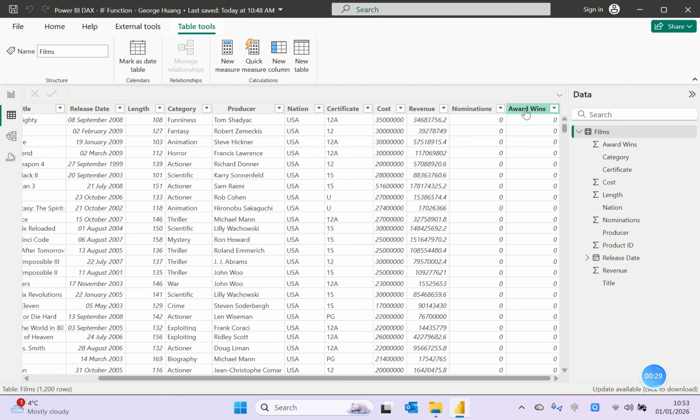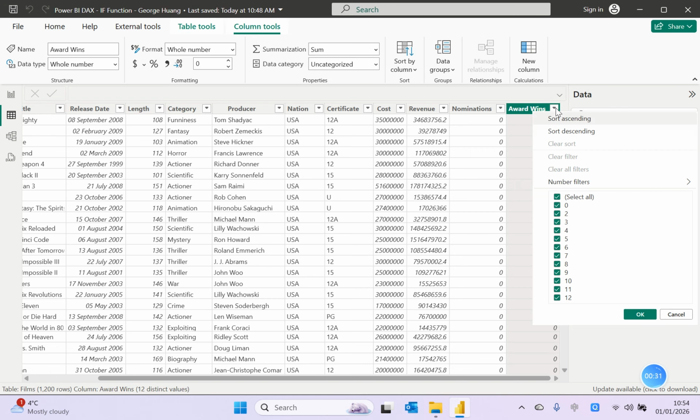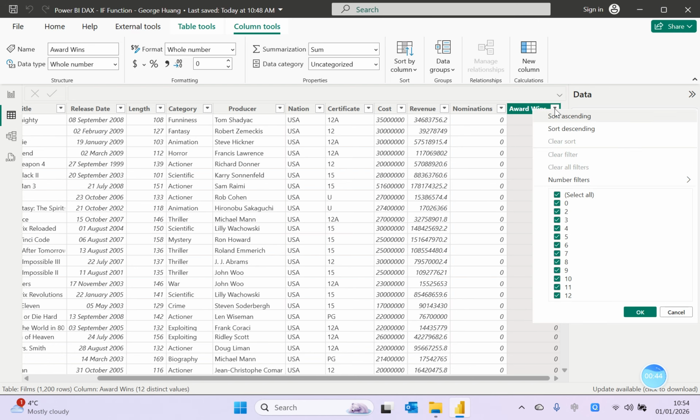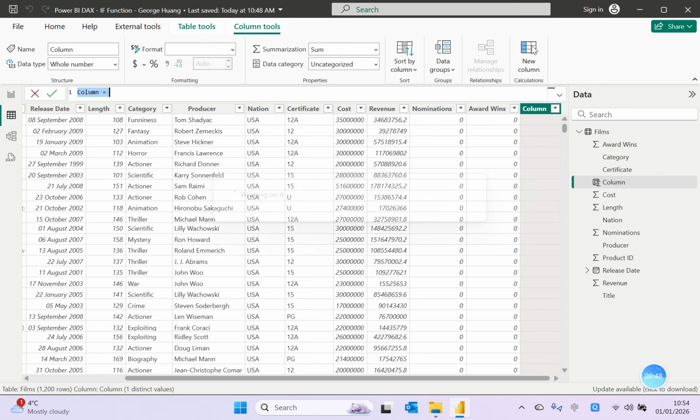If the movie got the award, we call it a winner. If it didn't get the award, we call it a loser. Then we can slice the data by the award wins to the winner or loser. Okay, let's try that.